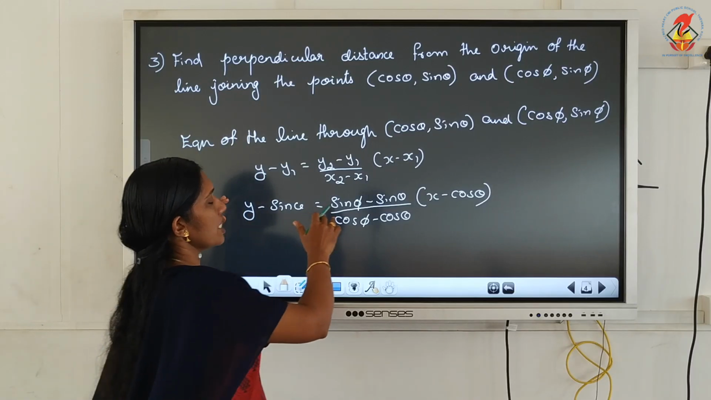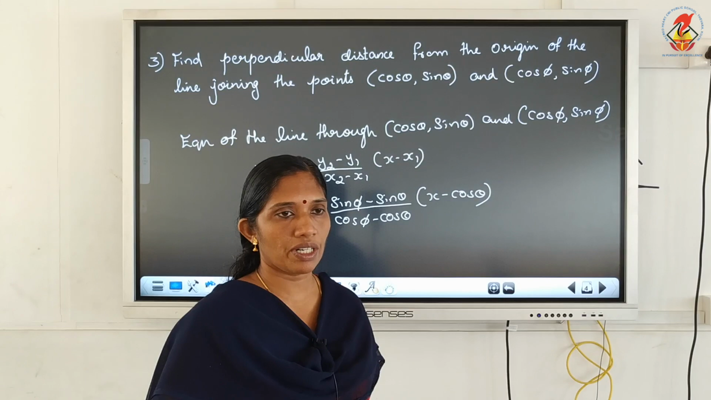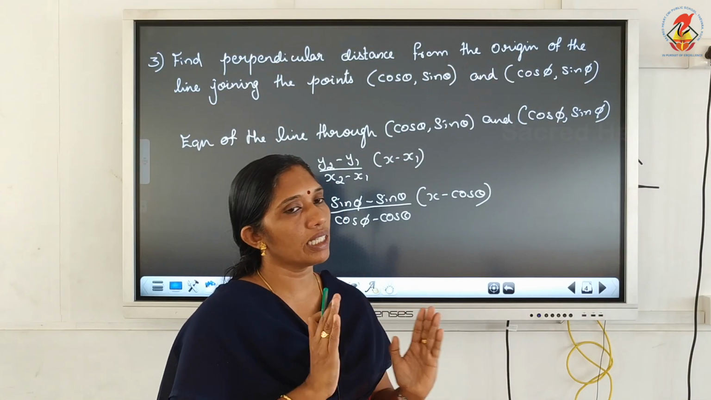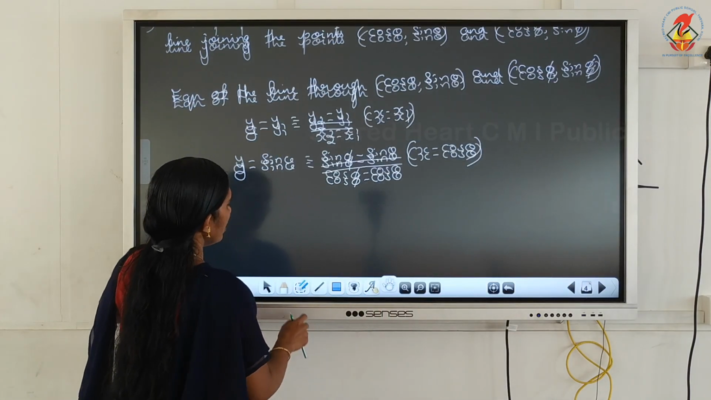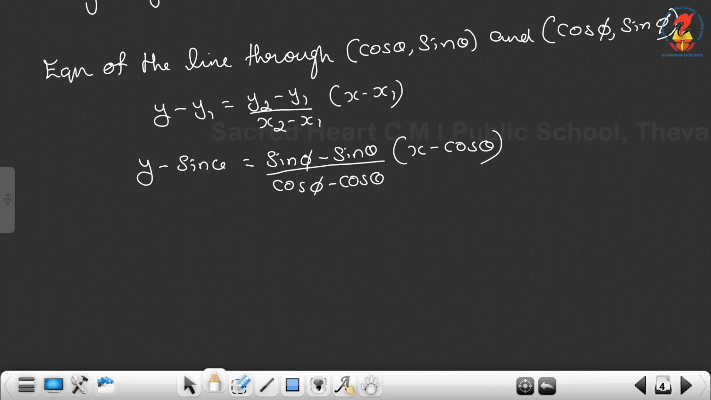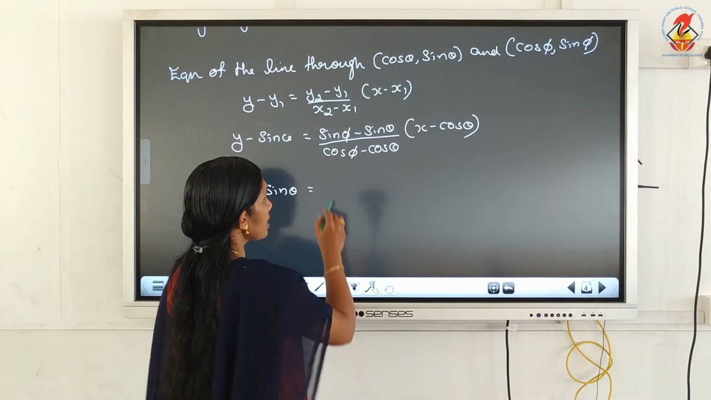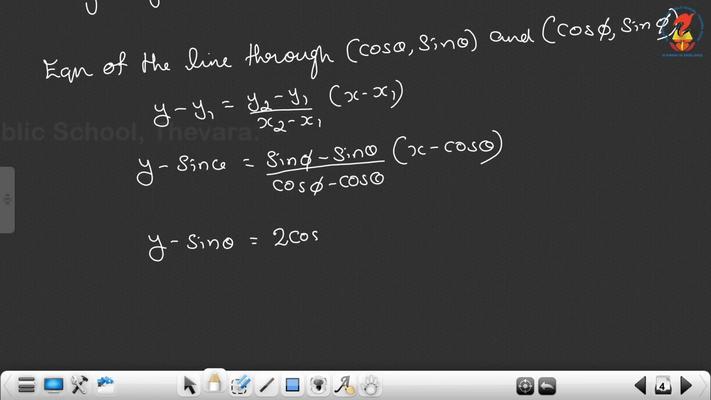Now this equation is not in the general form. General form is ax plus by plus c equal to 0. So we have to simplify this equation. Before that we can simplify that. Sin phi minus sin theta. Sin x minus sin y is 2 cos x plus y by 2 into sin x minus y by 2.